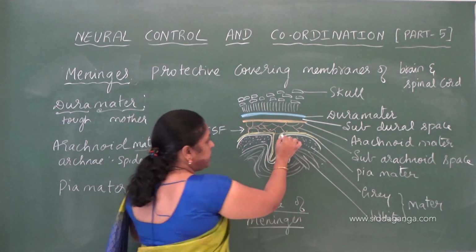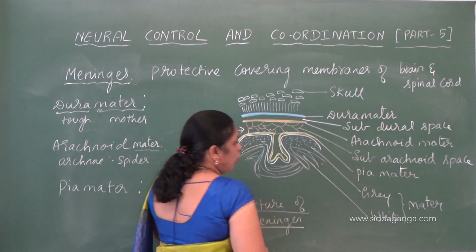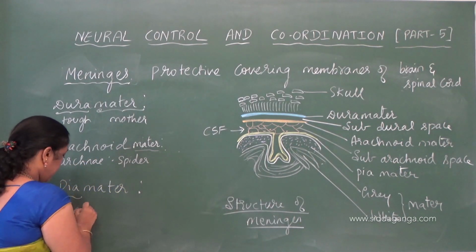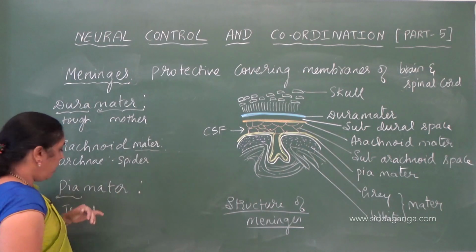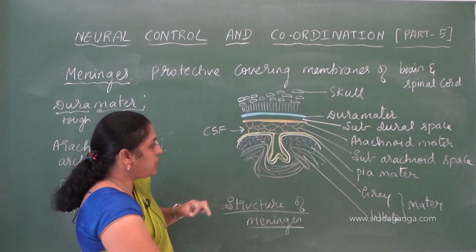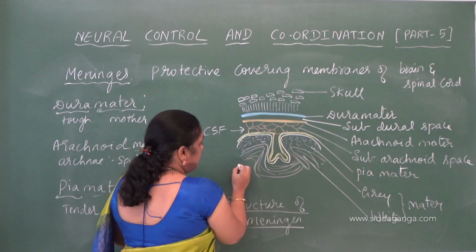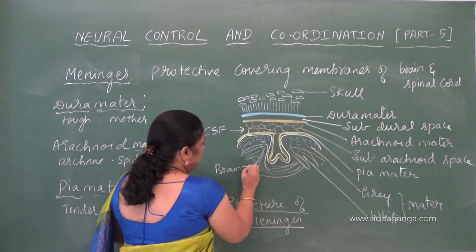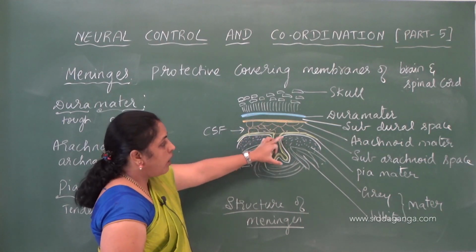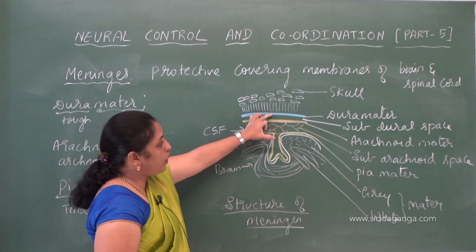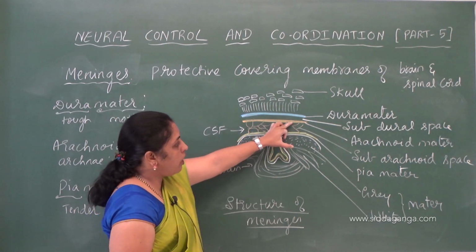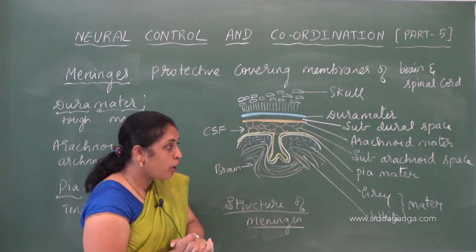And below that we see a third layer of meninges, that is called pia mater. In Latin, pia means tender, and again mater means mother. So the innermost layer is pia mater, which is attached to the brain. Understood? So dura mater, arachnoid mater and pia mater. The space between dura mater and arachnoid mater is called subdural space. The space between arachnoid mater and pia mater is called subarachnoid space.